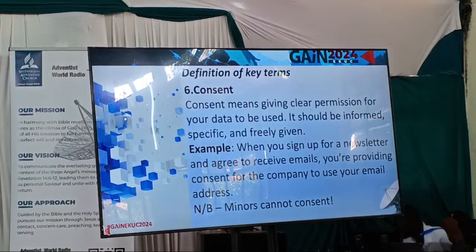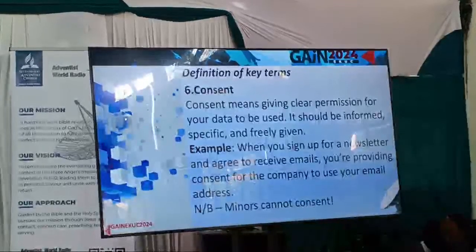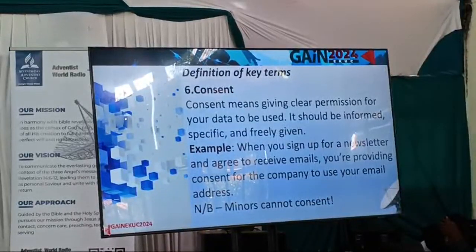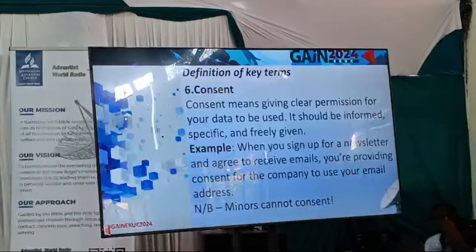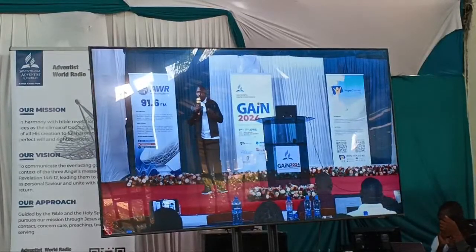We'll see a few examples just before we finish of how data consent is given and stored by the various entities we have here. For example, when you sign up for a newsletter on the websites that you visit, they ask you whether you would like to be receiving some email or communication. You are consenting to them having your data and using it. Please note that minors, these are people who are not of legal age, this varies from one country to the other, and somebody who is not of sound mind, cannot consent.